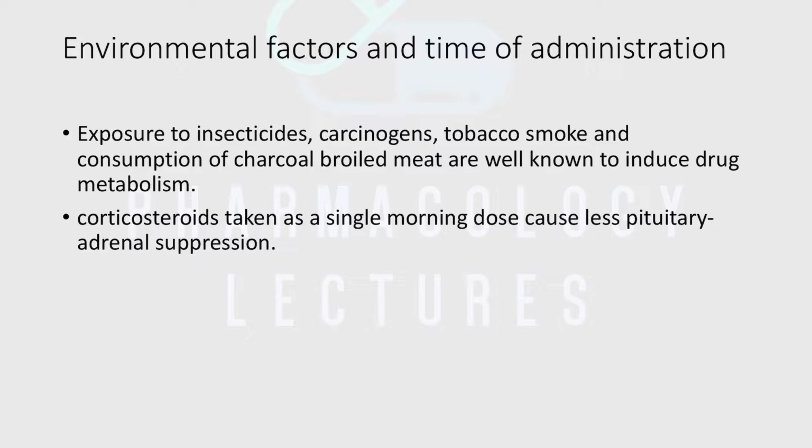Now, certain environmental factors also have an important role when you administer the drug, because there is what is called circadian rhythm, where there is a particular rhythm going on of different chemicals, depending upon the time. So you need to modify that system, and according to that, we can also get the responses. Environmental factors, if we talk, exposure to insecticides, carcinogens, tobacco smoke, charcoal broiled meat, all these things will induce the metabolism, and we have already discussed those things in the metabolism aspect. So these will fasten the metabolism of the drug, so the drug concentration decreases rapidly.